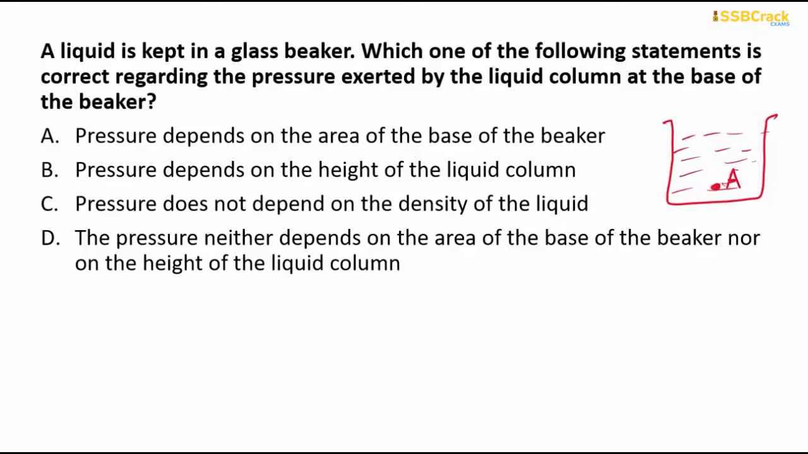Here is the base of the beaker, and you can take a point anywhere at the base. The main point is that we have to consider the pressure exerted at this particular point. What are the statements? The first option says that pressure depends on the area of the base of the beaker. The second says pressure depends on the height of the liquid column. The third says that pressure does not depend on the density of the liquid. And the fourth option says that the pressure depends neither on the area of the base of the beaker nor on the height of the liquid column.